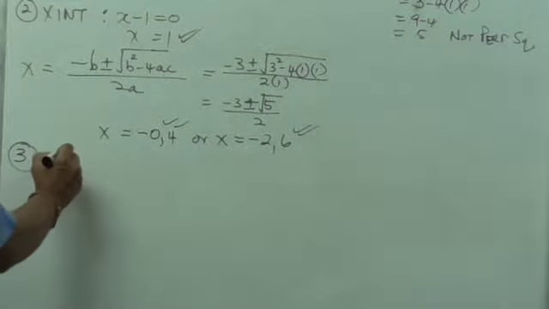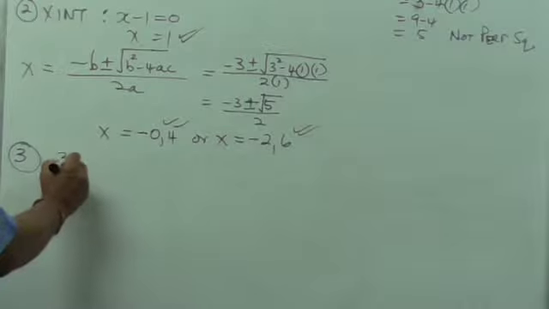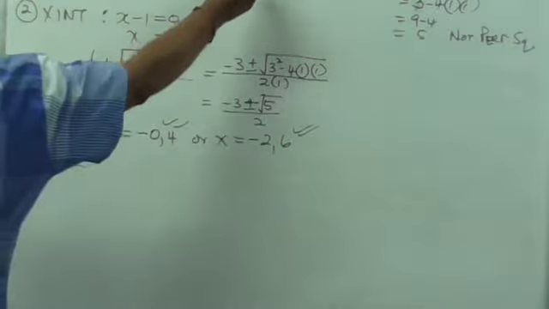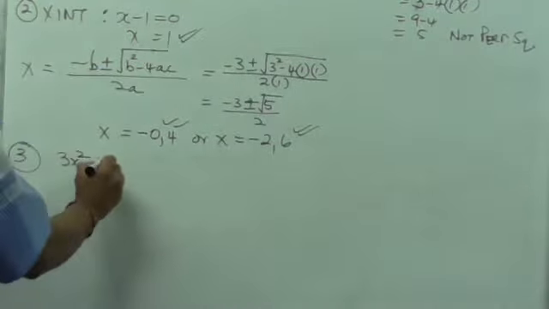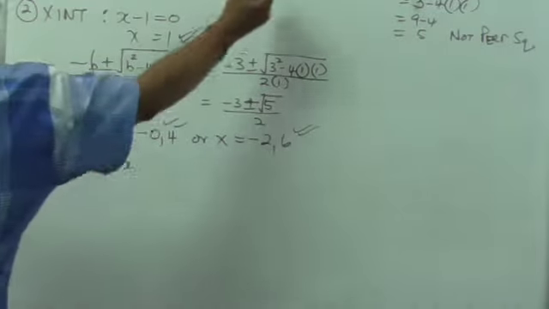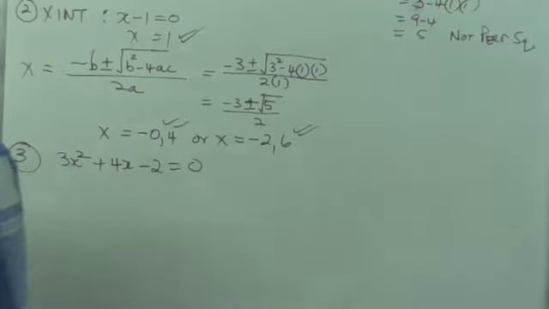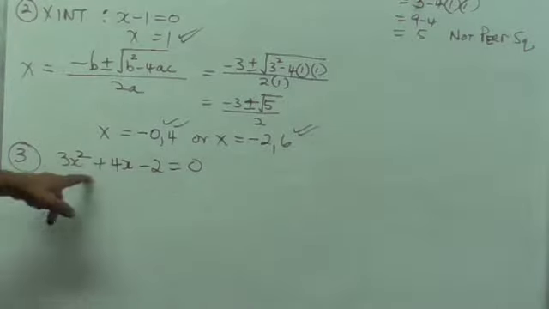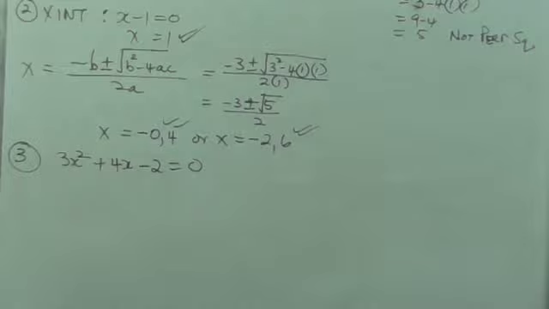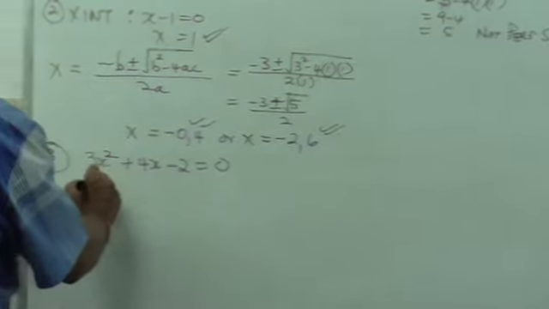So the derivative will be 3x squared plus 4x, 2 times 2, 4x minus 2, and I'm going to make it equal to 0. And once again I can see that this will not factorize. If you work out b squared minus 4ac, you will find that it does not factorize. Again, you'll be forced to use the quadratic formula.